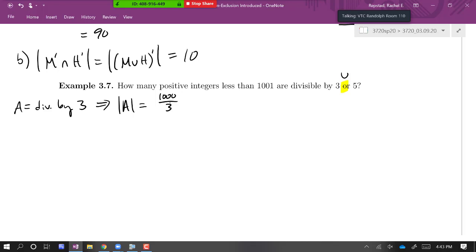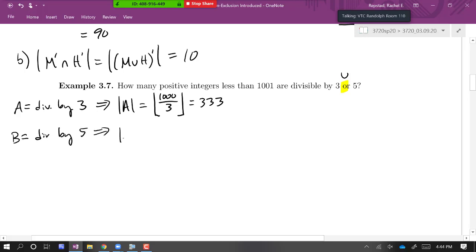And it's 333 and not 334 because that 0.33 tells me how close we were to getting to the next integer that's divisible by 3. So I'm going to just apply the floor function here, which just rounds it down, right? Knocks off the decimal part. This is 333. So I'll let B be the integers that are divisible by 5.